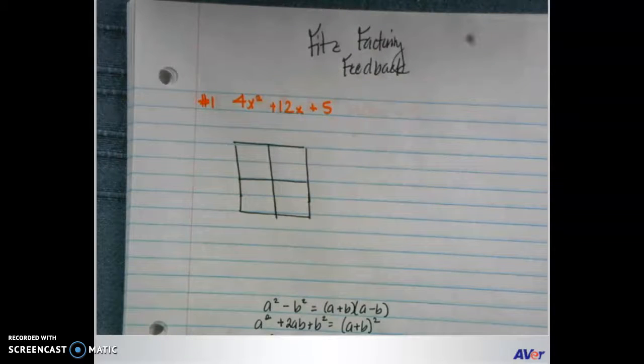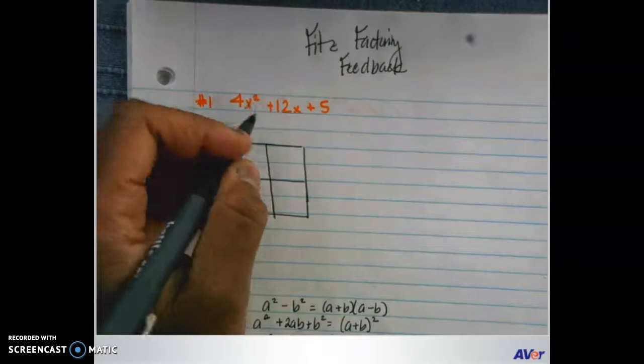Right now I'm going to go over the Fitz factoring feedback with you all that had some questions on how to do some of the problems. So I'm going to do all of them in this quick little video just to see how you're doing. Number one was 4x squared plus 12x plus 5. There's not a GCF, there's not a number that goes into 4, 12, and 5.